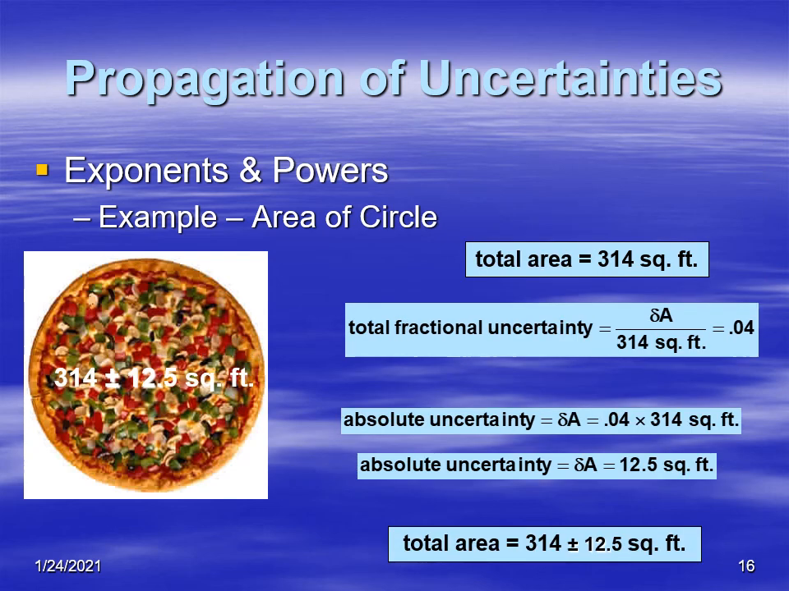So your total uncertainty in the square footage of the pie is the pie's calculation of area, 314, multiplied by the total fractional uncertainty, which was about 4% error. So that gives you an absolute uncertainty of 12.5 square feet. So your answer for how much pie you have would be 314 square feet plus or minus 12.5 square feet. Wow, that's a lot of pie.